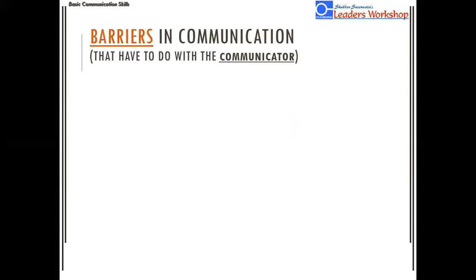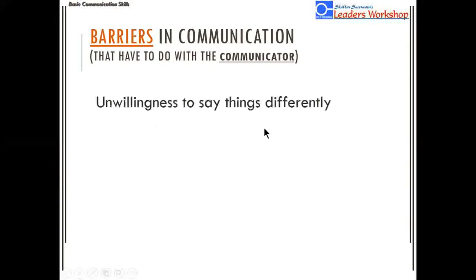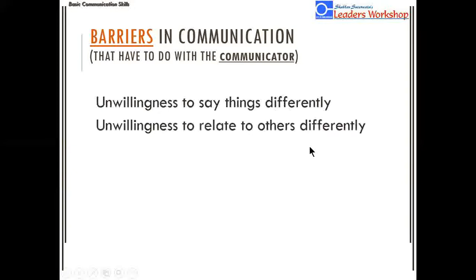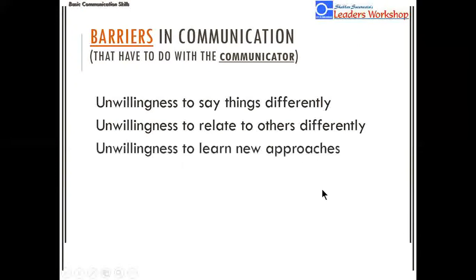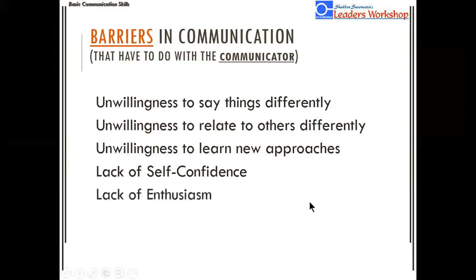Now let's talk about the barriers in communication. So let's look at the barriers that have to do with the communicator. Unwillingness to say something different is also a barrier. Unwillingness to relate to others differently. Unwillingness to learn new approaches. And also, lack of self-confidence can be a barrier to communication. Lack of enthusiasm, or zeal, is also another barrier to communication. Voice quality. The voice is not coming out well, and the quality of the voice is not good. It can also be a barrier to communication.